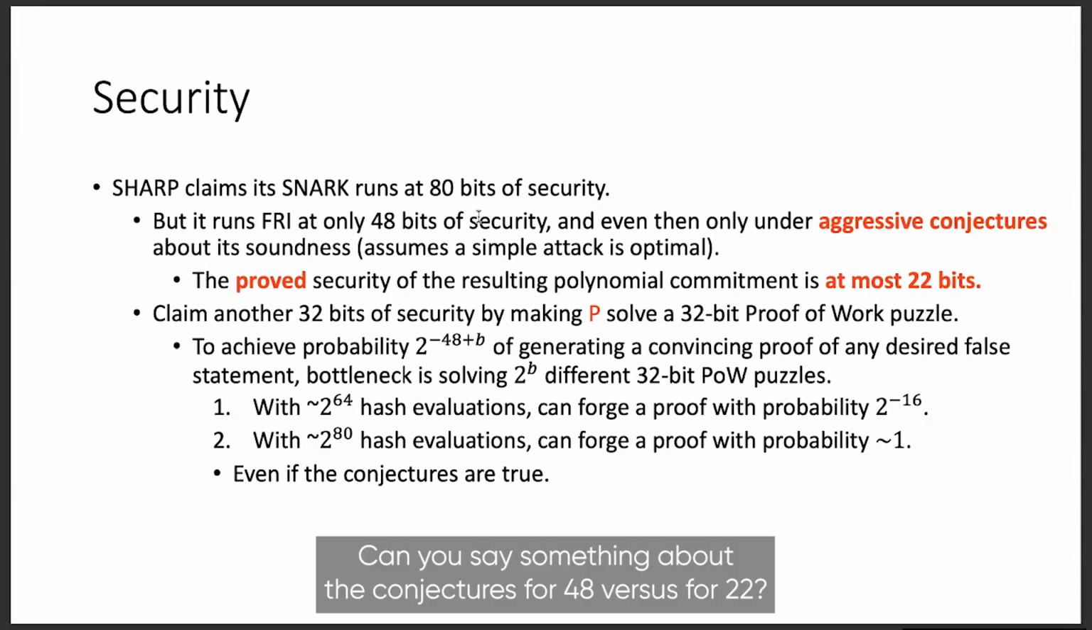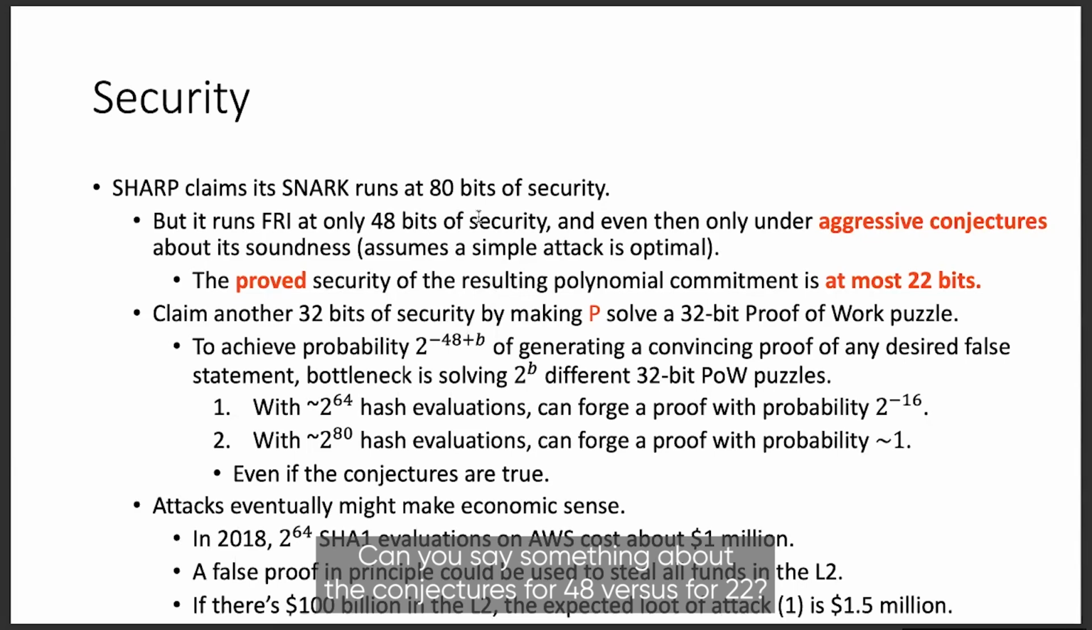Can you say something about the conjectures for 48 versus for 22? Yeah. There's a gap between the attacks we know, on what a cheating prover can do and with what probability convince the verifier to accept, and what we can obviously analyze. And there are certain technical lemmas that go into the analysis. So one part of the conjecture is about this technical lemma.